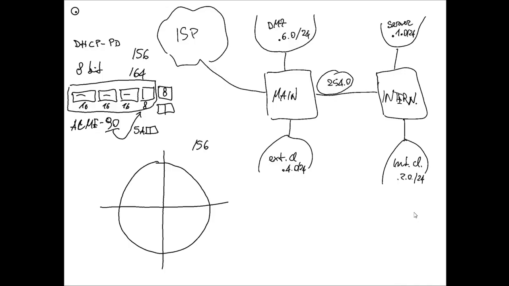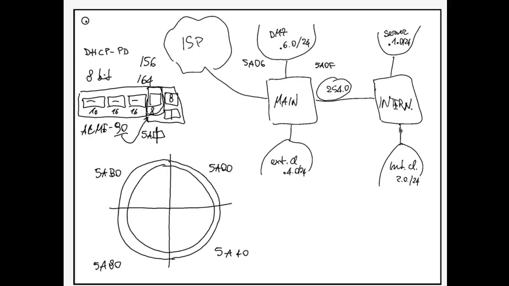Since we have a /56, our space will be 5A00. We will split it. The first half will start at 5A00, and here we will have 5A80. Here we have 5A40, and here we have 5AB0. So this will be the space.